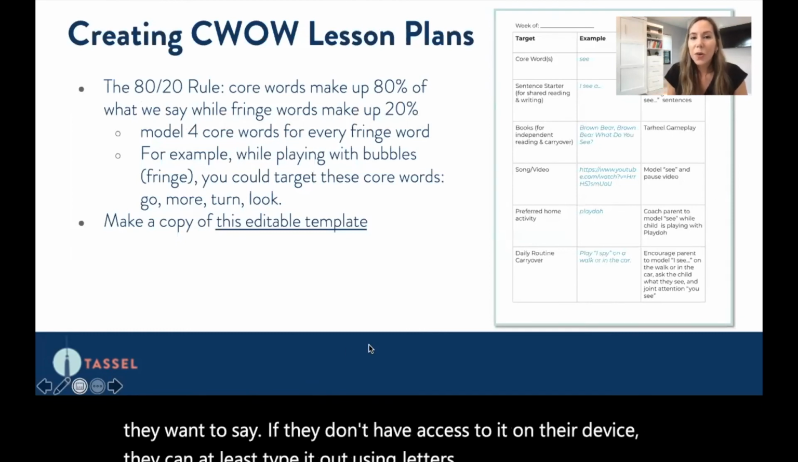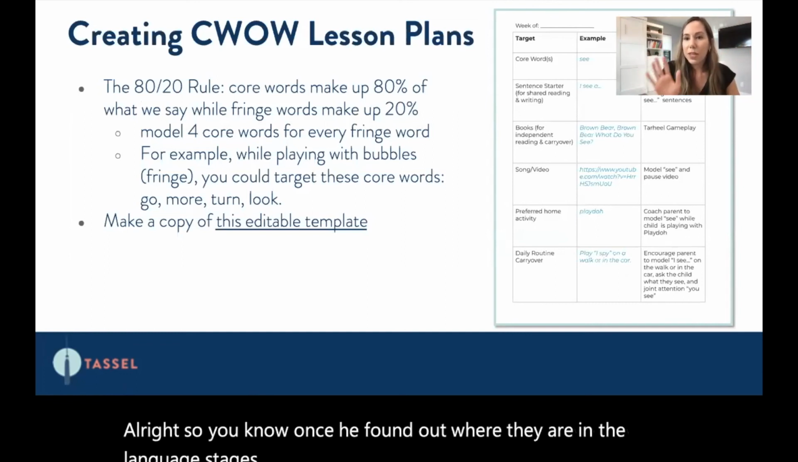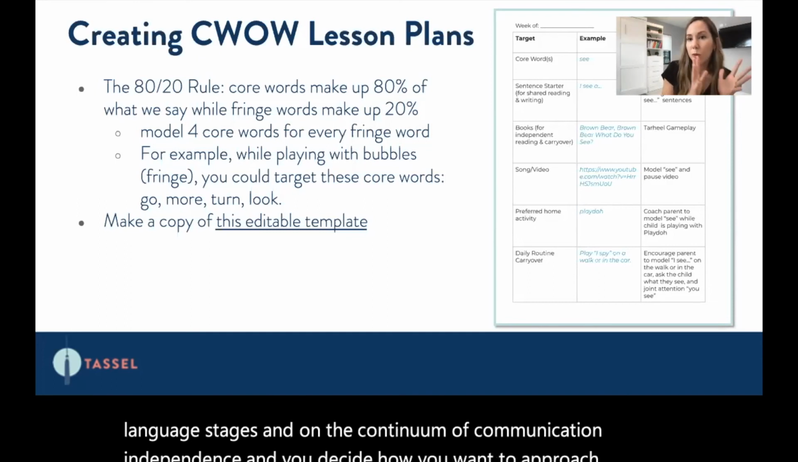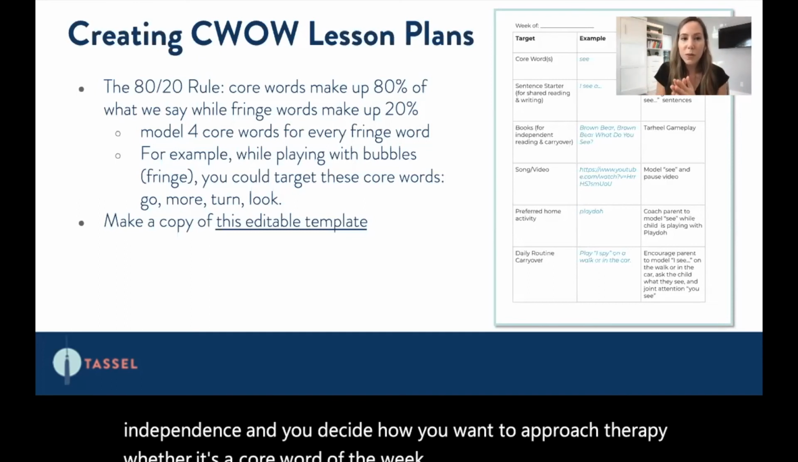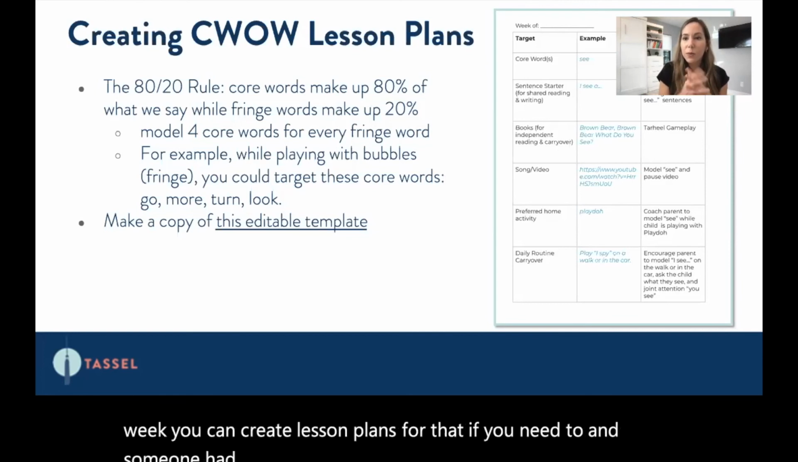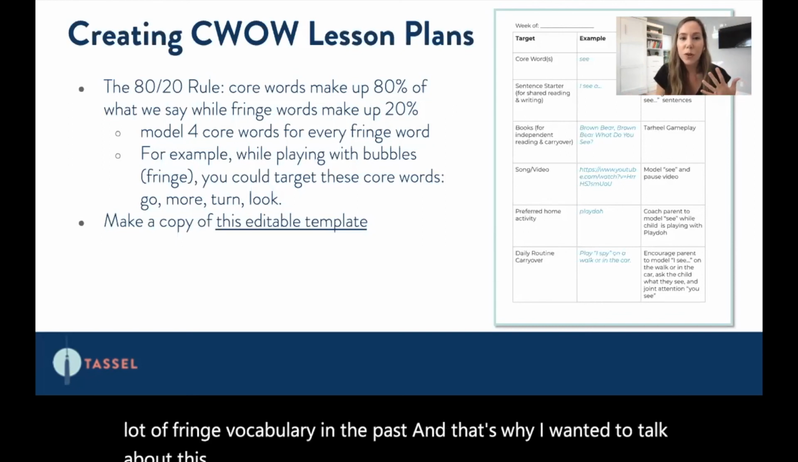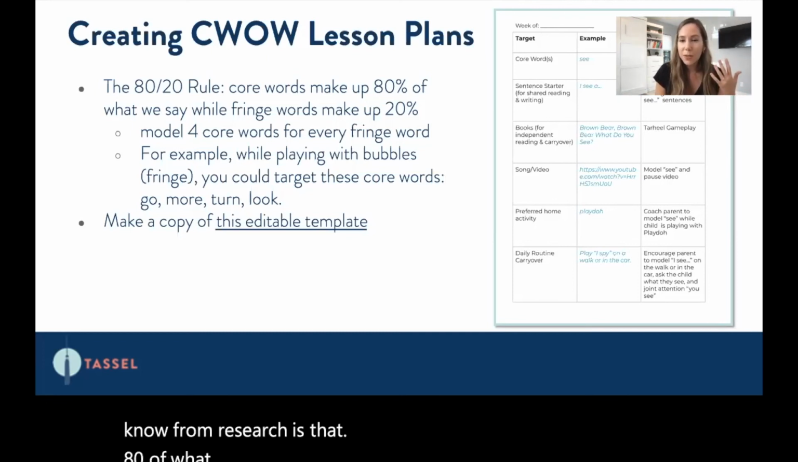All right. So once you found out where they are in the language stages and on the continuum of communication independence, and you've decided how you want to approach therapy, whether it's a core word of the week or multiple core words of the week, you can create lesson plans for that if you need to. And someone had mentioned that they were incorporating a lot of fringe vocabulary in the past. And that's why I wanted to talk about this rule. So it's the 80-20 rule. And what we know from research is that 80% of what we say comes from core vocabulary and 20% of what we say comes from fringe vocabulary.